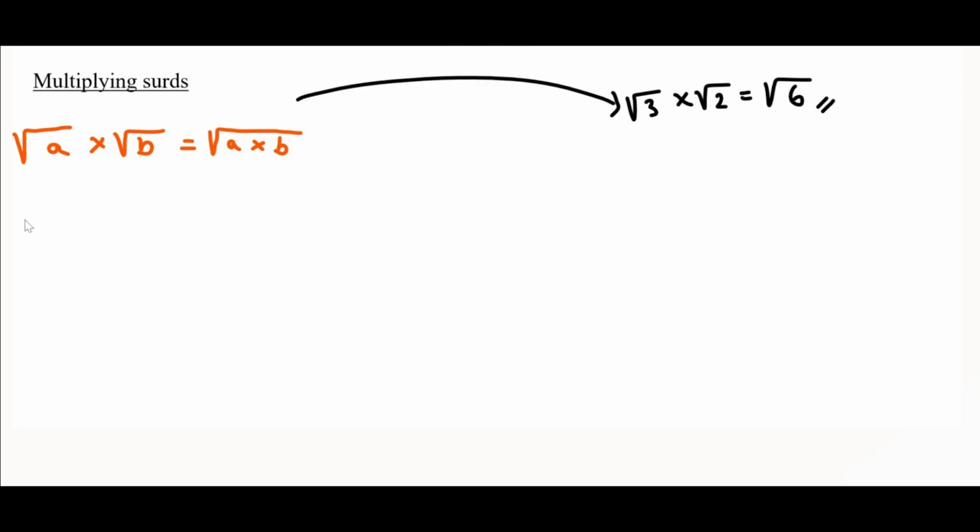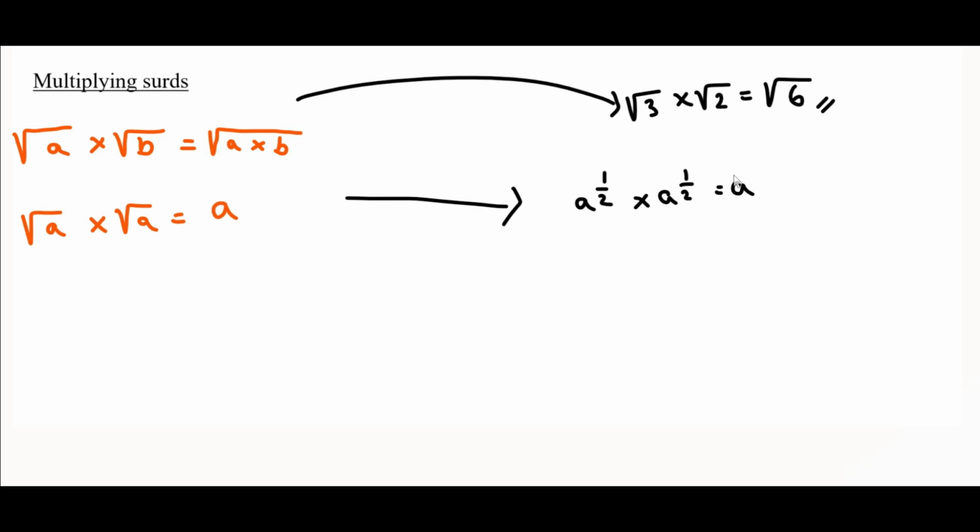The next rule is root a multiplied by root a just equals a. And the reason for this is if we rewrite this formula in terms of indices, we would have a to the power of a half multiplied by a to the power of a half. And if we have the same base number and we are multiplying, we add the indices together. So this would give us a to the power of a half plus a half, which equals a to the power of 1, which just equals a.